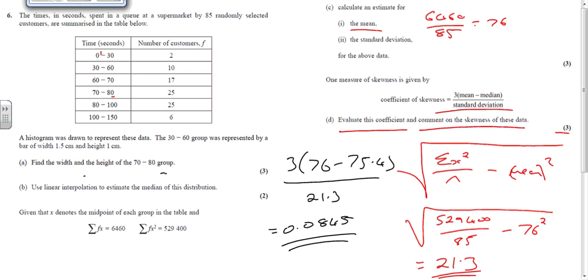So that's evaluating the coefficient, and then we've got to comment on the skewness of the data. So we can see this is very slightly positive, so we could say very slight positive skew, or because it's very close to 0, we could say no skew or normally distributed because this is very small. Either one of those will get us all 3 marks. And that's how to do the linear interpolation and this sort of question.